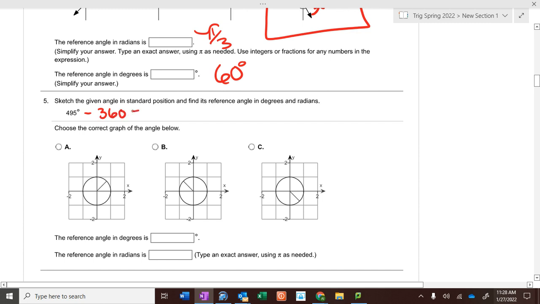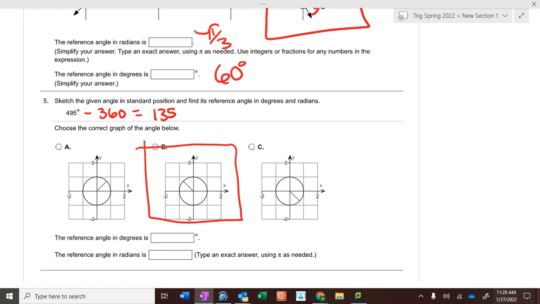You subtract 360 and you get 135. So which is the 135 angle here? A, B, C, or D? B. There's not even a D on there, Bierschbach. A, B, or C? It's B. 135. How far is 135 away from the x-axis? 45 degrees. So its reference angle is pi over 4.